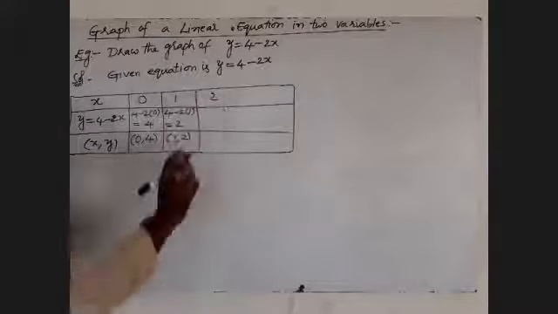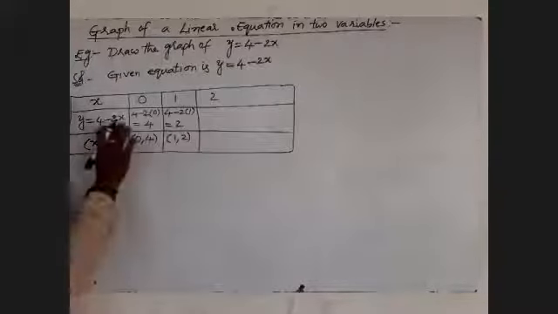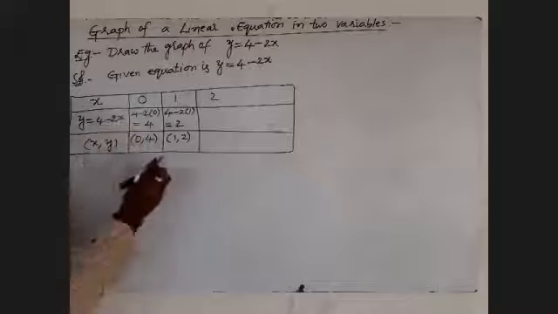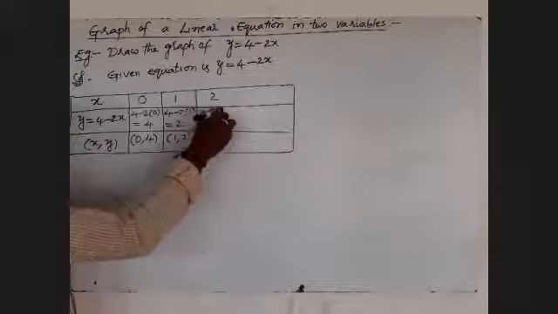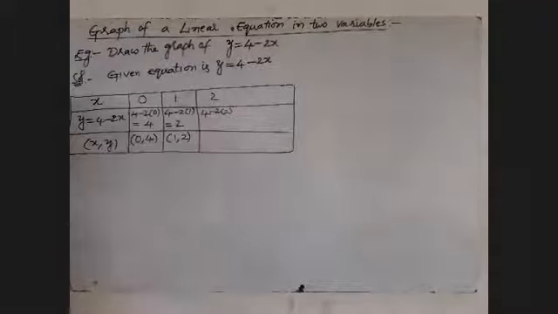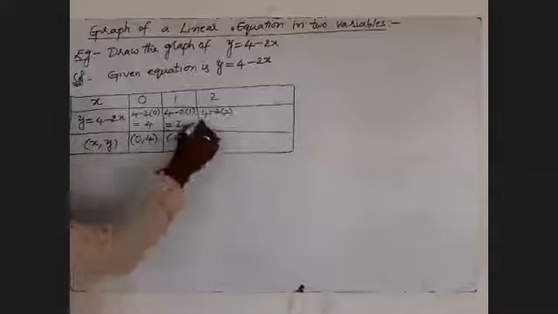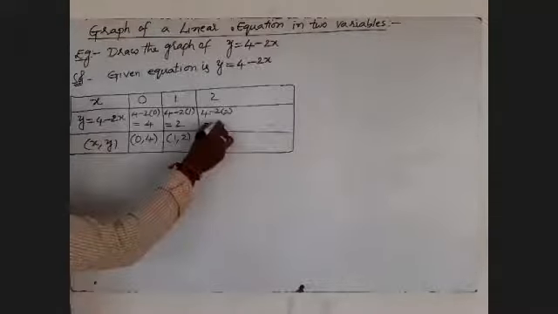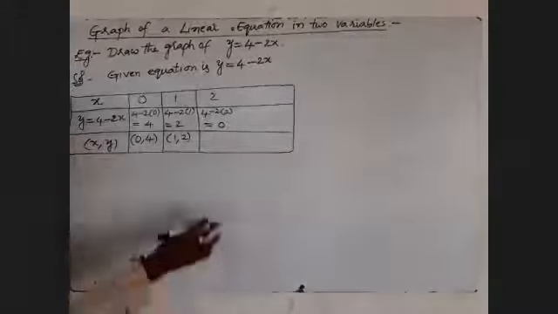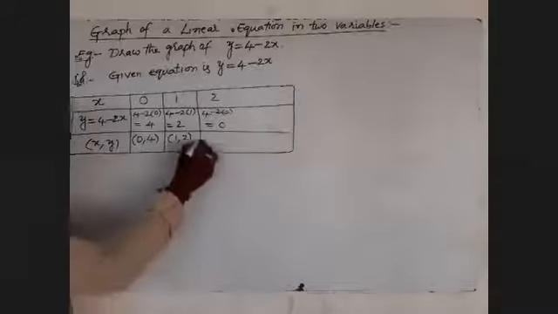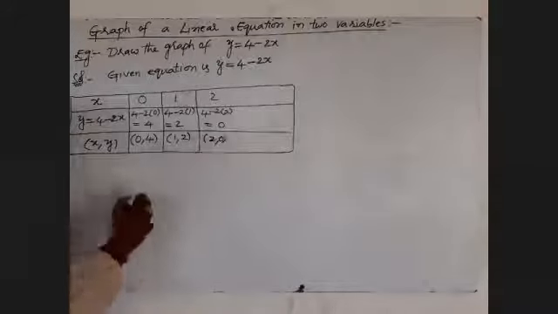After that, we will take the point 2. We have to substitute x is equal to 2 in the given equation. I will write 4 minus 2 into 2. 2 into 2 is 4. 4 minus 4 is 0. Where x coordinate value is 2, y coordinate value is 0. So I will write 2 comma 0.